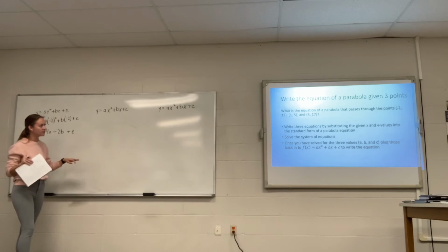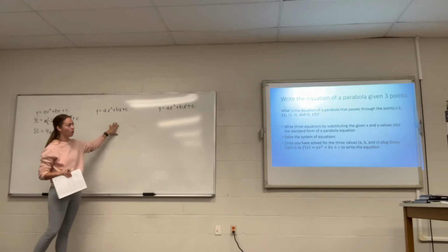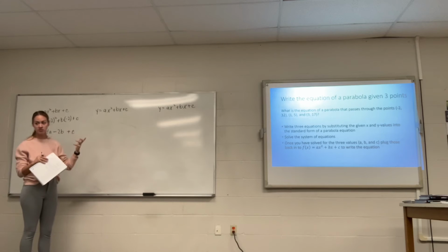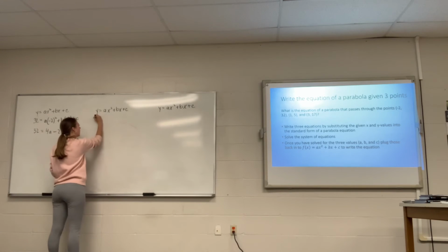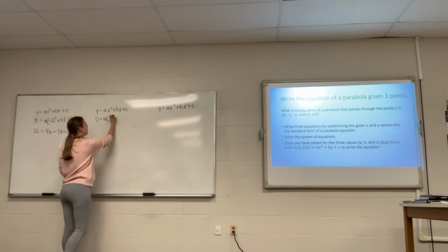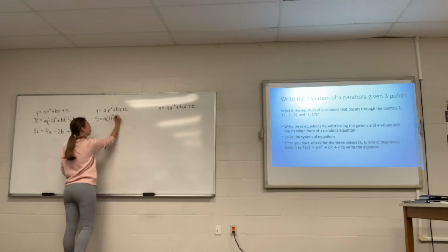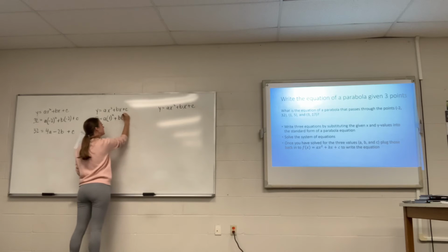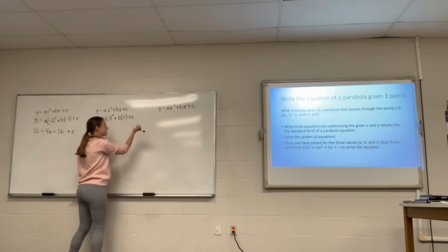Let's do the same thing, but this time we're going to use the 1 and the 5. The 5 is my y, so I'm going to put 5 in for y, and then I'm going to put 1 in for my x's. So I have a times 1 squared plus b times 1 plus c.